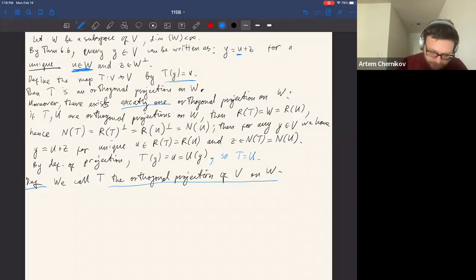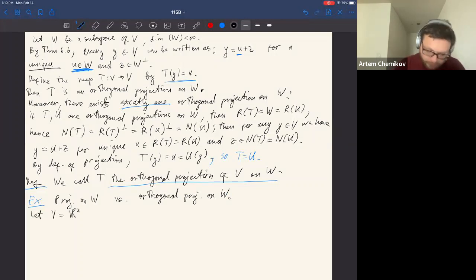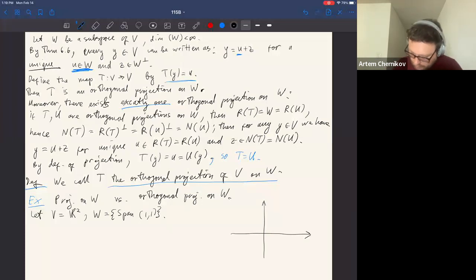Okay, just to give you some visual example of this difference: the difference between projection on W versus the orthogonal projection on W. As usual, let's consider one of the simplest examples that we like, R squared, and take W to be the subspace given by the span of the vector (1, 1). Okay, so let's draw this. I have the coordinate axes, X and Y, and we have the subspace W given by some line through the origin, which corresponds to the point (1, 1). So this is the line of the span of this vector.